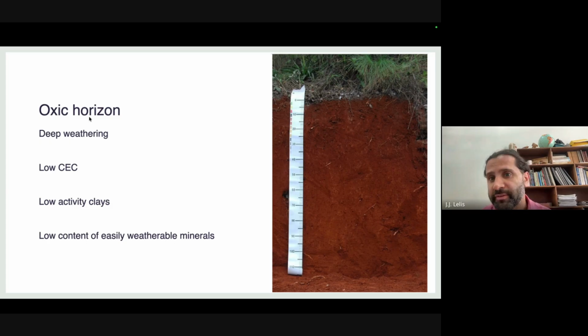So it's the opposite of all the horizons that we already saw. It's the opposite of the cambic, argic, natric, and glossic. It registered the same clay content between the surface and subsurface.